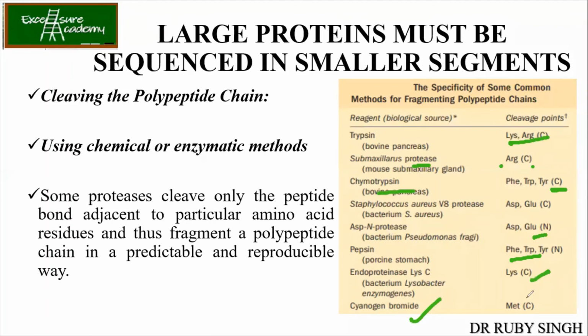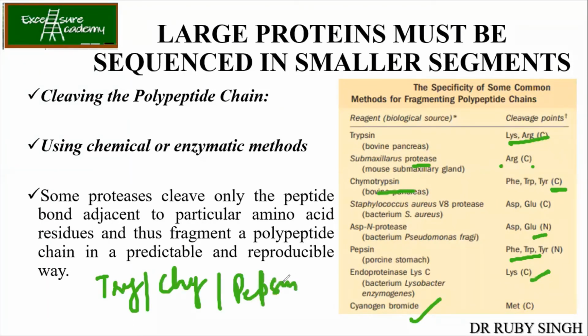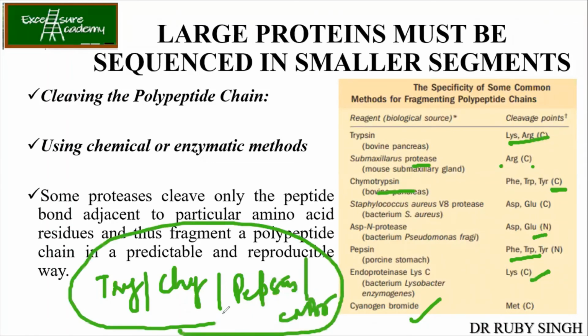So mainly in the exam, they always ask about trypsin, chymotrypsin, pepsin, and cyanogen bromide. If you can remember these four, that is more than enough. So let's repeat: trypsin, lysine and arginine, C terminal; chymotrypsin, aromatic amino acids, C terminal; pepsin, aromatic amino acids but N terminal; then cyanogen bromide, C terminal of methionine. Okay, so let's see one example.